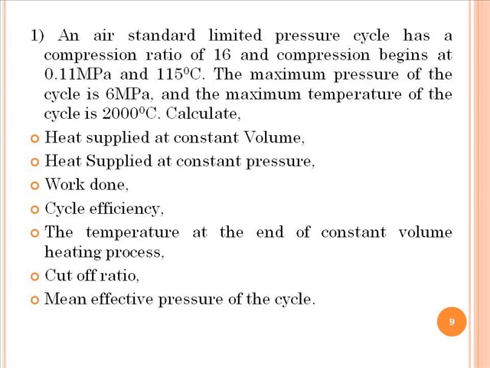The maximum pressure of the cycle is 6 megapascal and the maximum temperature of the cycle is 2000 degrees Celsius. Calculate first the heat supplied at constant volume, second the heat supplied at constant pressure, next the work done, then the cycle efficiency, then the temperature at the end of the constant volume heating process, the cutoff ratio and the mean effective pressure of the cycle. So in this numerical we have to find everything we discussed in the previous theory, including cycle efficiency and mean effective pressure. Now we will start the solution of this numerical.